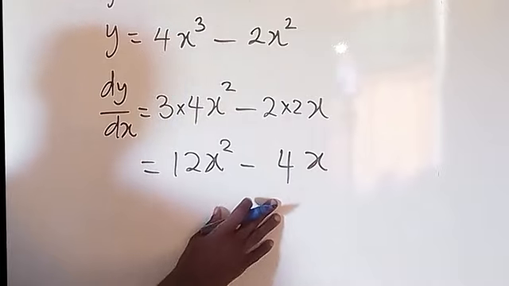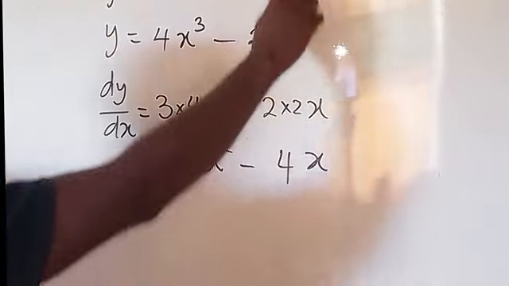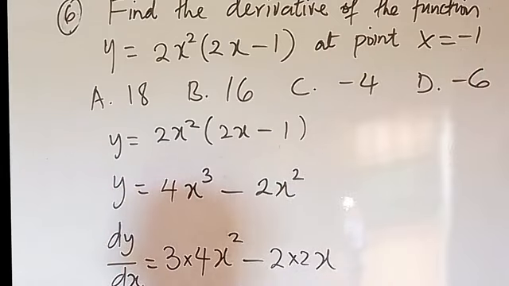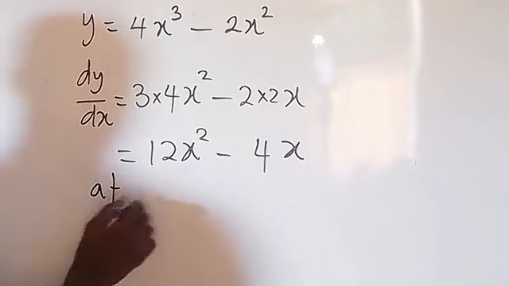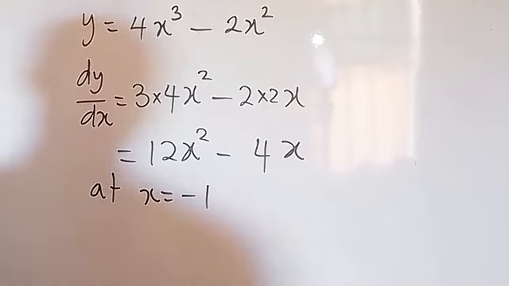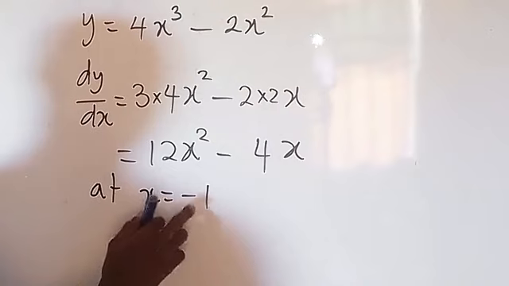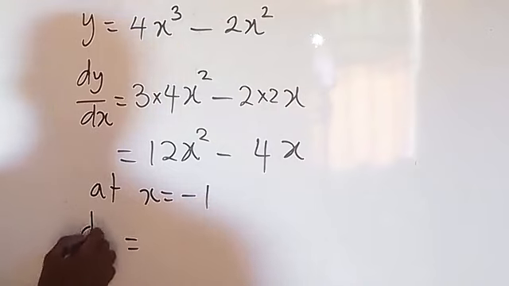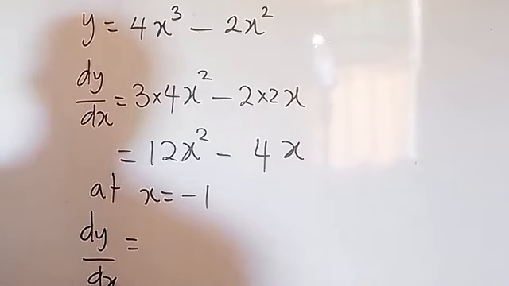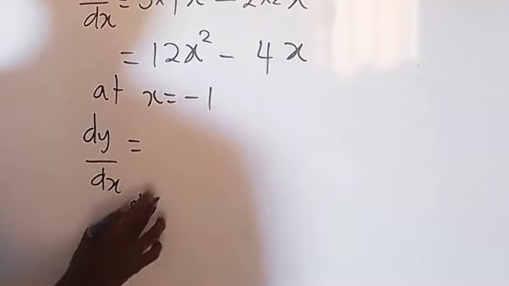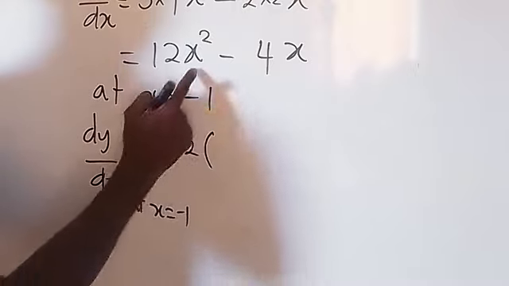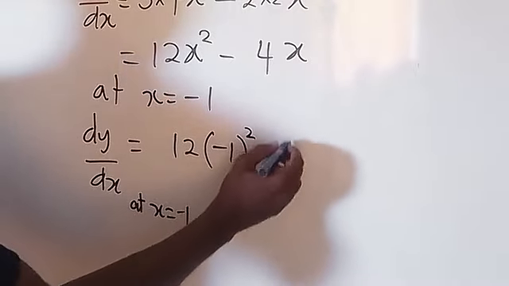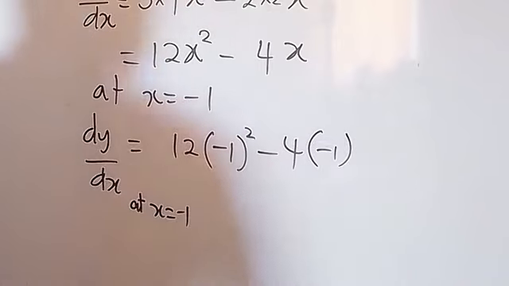So this is the differentiation. Now, they say at the point x equals minus 1. So at x equals minus 1 means wherever you see x, you replace it with minus 1. So I'm going to have dy/dx at x equals minus 1 is going to be 12 into bracket minus 1 all squared minus 4, then minus 1.